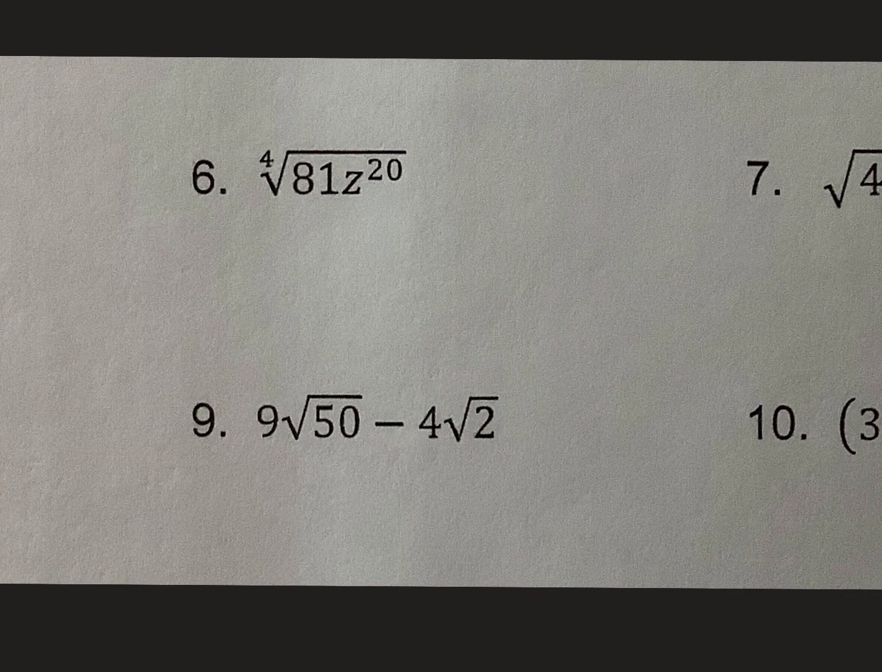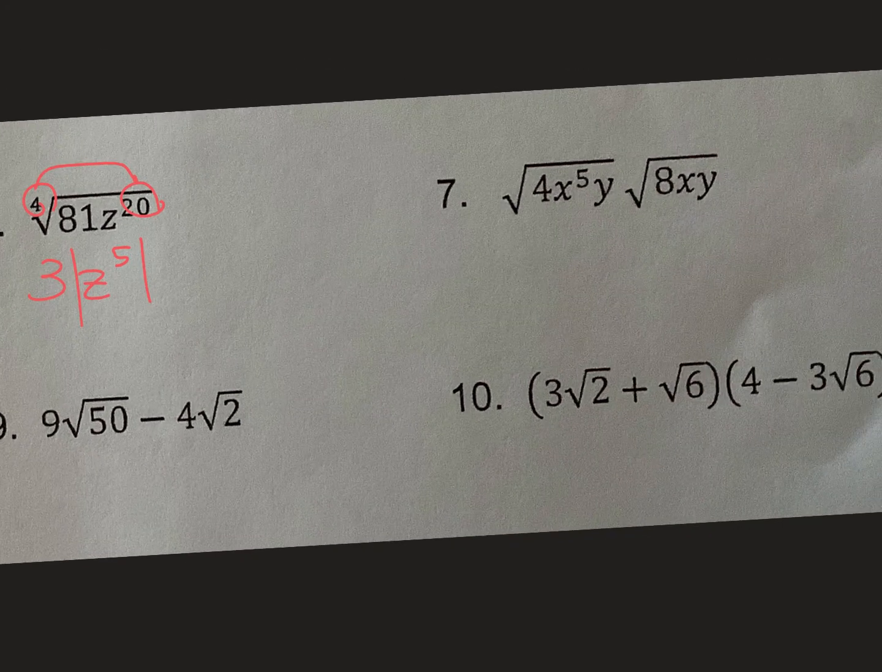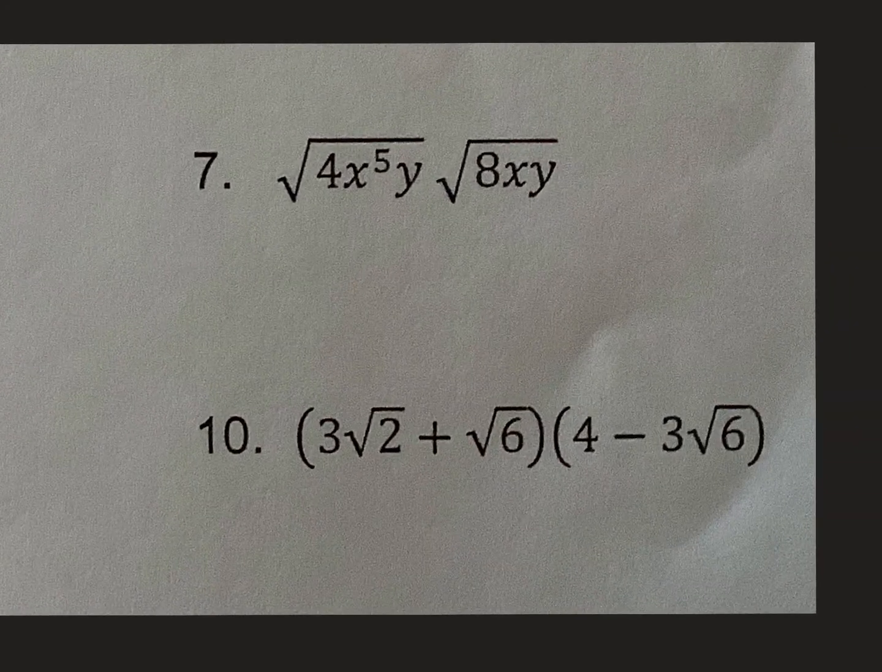Number 6, the 4th root of 81 is 3, as everybody knows. Divide 4 into 20. 4 goes into 20 5 times. That's a 5. Now, even, ended up odd, so absolute value again.